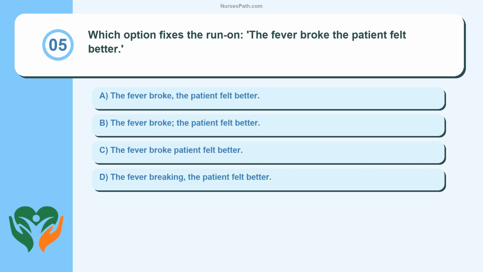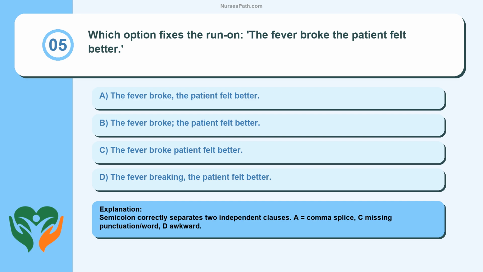Question 5. Which option fixes the run-on? The fever broke, the patient felt better. The fever broke; the patient felt better. The fever broke the patient felt better. The fever broke, patient felt better. The fever breaking, the patient felt better. The semicolon correctly separates two independent clauses. A equals comma splice, C is missing punctuation or a word, D is awkward.